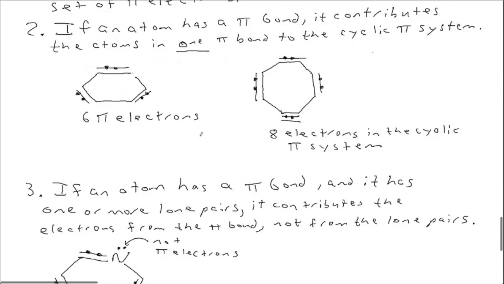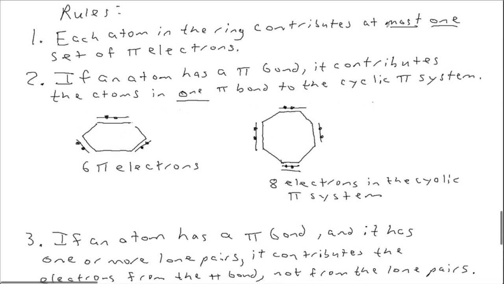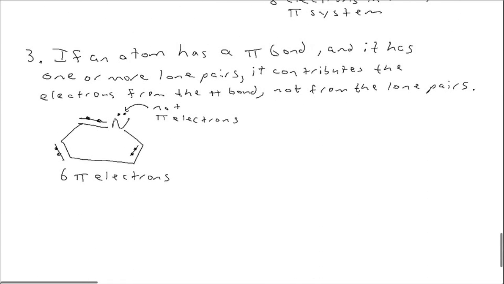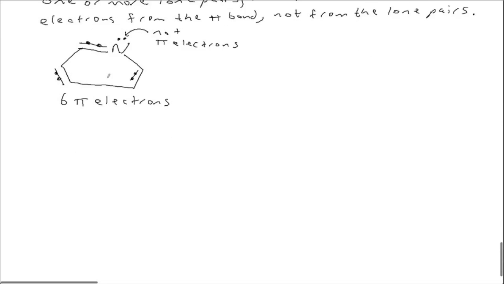Because, remember, each atom can contribute at most one set of pi electrons. Rule 1 is the key. Each atom can contribute at most one set of pi electrons. Well, this nitrogen is already contributing pi electrons from the pi bond, so it can't contribute more from the lone pair. So these don't count as pi electrons. Okay, so does that make sense? Do you see how I ended up with 6 pi electrons here? Yes. Okay, good. All right, so this is an example to show what rule number 3 meant.